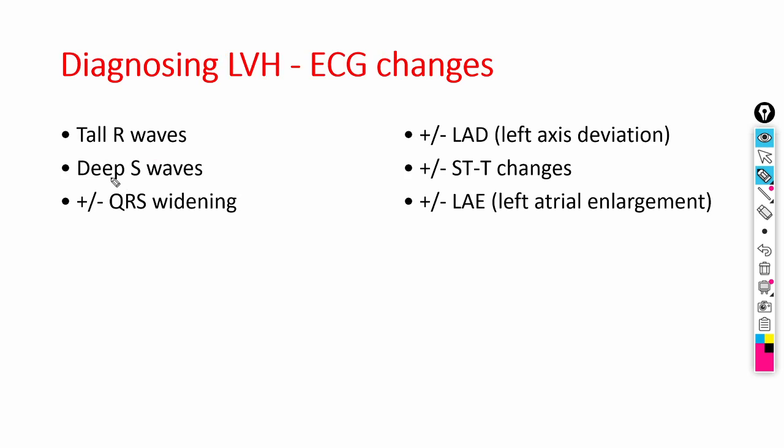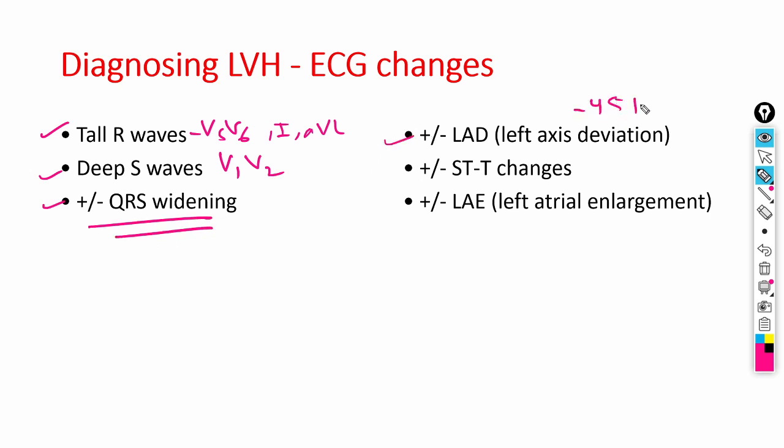So what are the ECG changes? There will be tall R waves in V5, V6, lead 1 and AVL. There will be deep S waves opposite to the leads V5, V6, that is in leads V1 and V2. There can be QRS widening, left axis deviation, usually minus 40 to minus 60 degrees in LVH. There can be associated ST-T changes, which is a strain pattern. This is seen in more severe cases and has a poor prognosis. There can be associated left atrial enlargement due to back pressure on the left atrium.